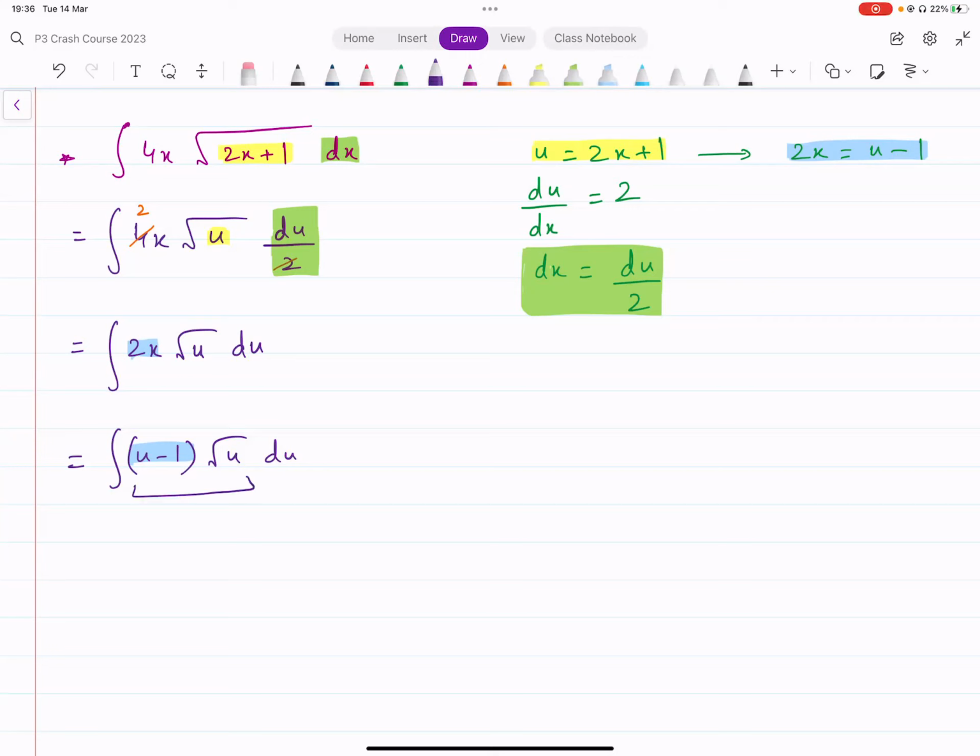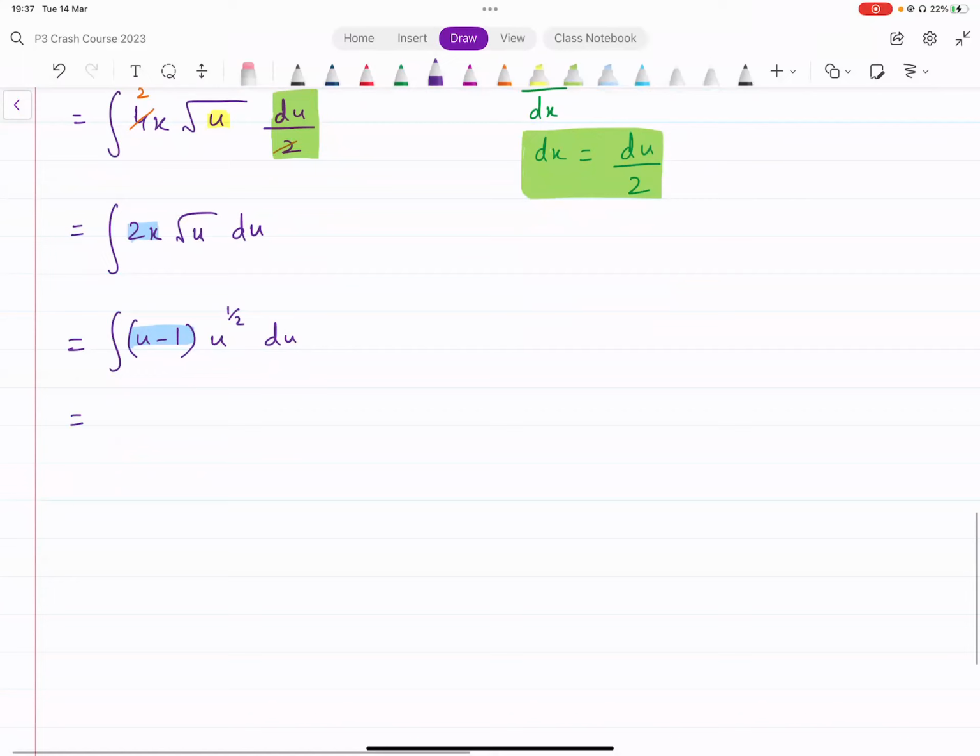Square root of u can be written as u raised to power 1 over 2. So if you just expand this bracket, that will make things easier for you. U into u raised to power 1 over 2, what is that going to give us? U power 1 into u power 1 over 2, the powers get added, and that leaves you with u raised to power 3 over 2. Minus 1 into u raised to power 1 over 2, that remains u raised to power 1 over 2. This is what you need to integrate.